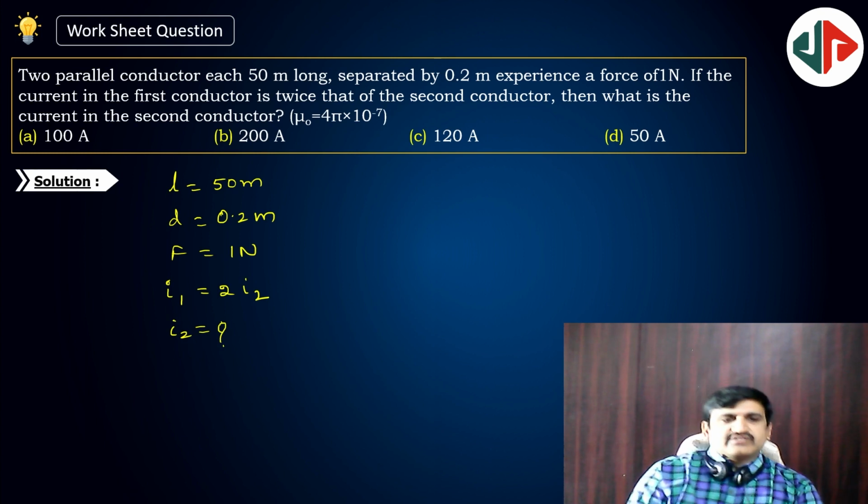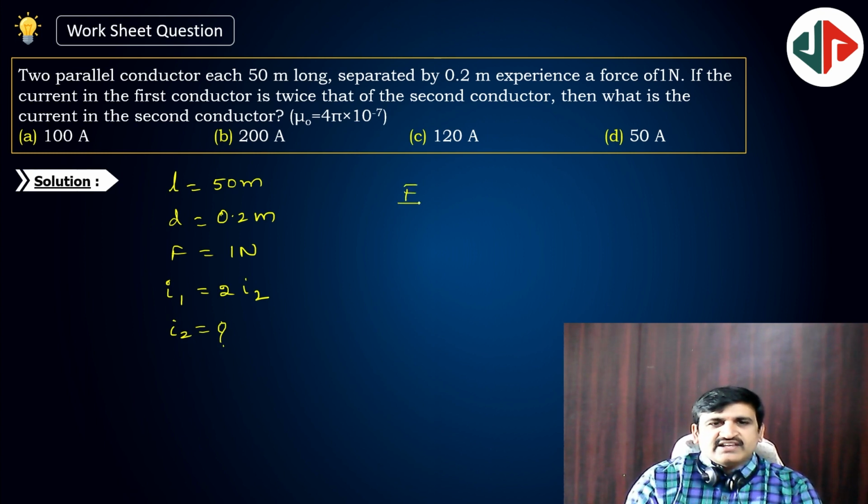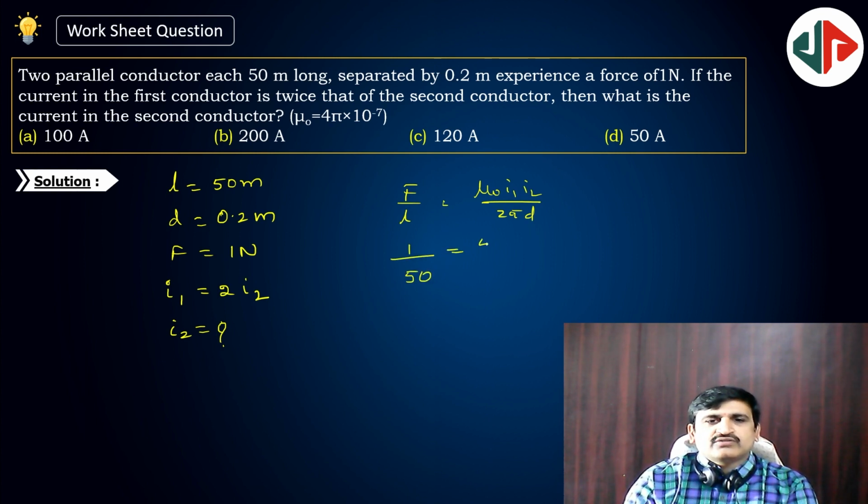Force is already given, right? So we can take like this: F by L is equal to μ0 I1 I2 by 2πd. F is 1 Newton, L is 50 meter, that is equal to 4π into 10 to the power of minus 7 into, I want I2. So I1 can be written as 2I2, and this is I2 by 2πd. 2π into d value, the distance of separation is 0.2 meter. So the 2π will go 2 times and that 2 will go 0.1.